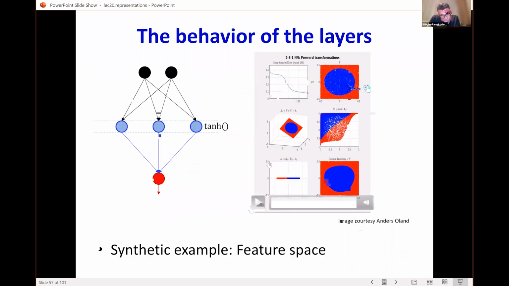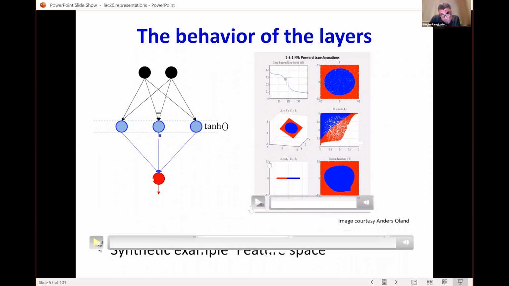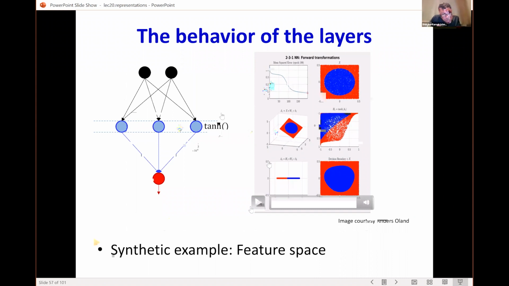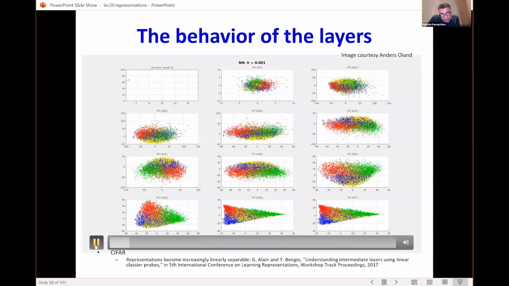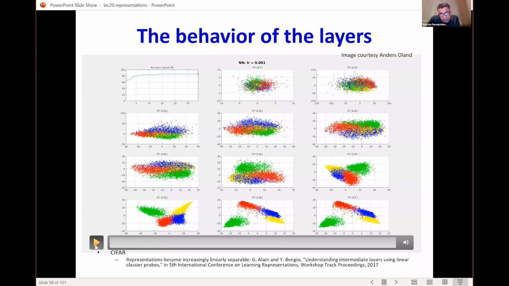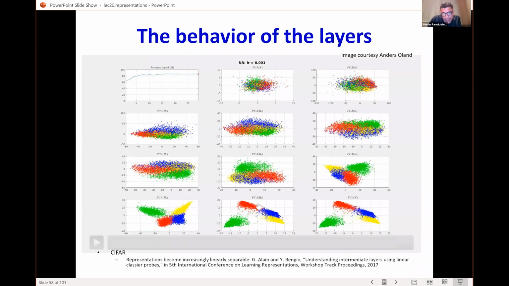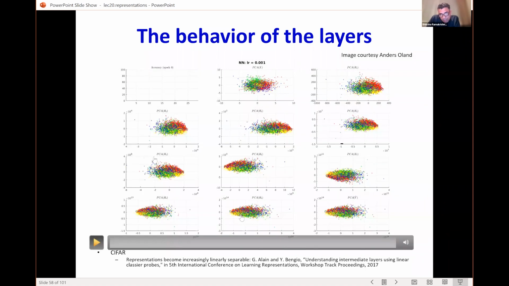This is for CIFAR-10. This is a network with 11 layers, and you can see 11 hidden layers. We've sort of projected the data down into two dimensions for illustration. And you can see that at the beginning of the network, in the training, none of the classes are linearly separable. But then as you train, here's what happened. As you go through the layers, the classes become more and more linearly separable.